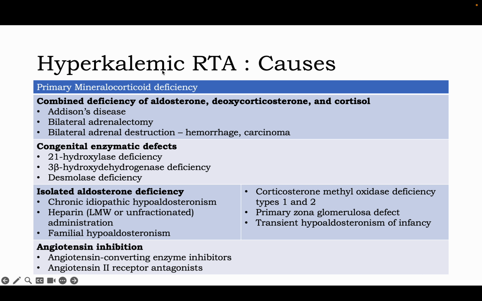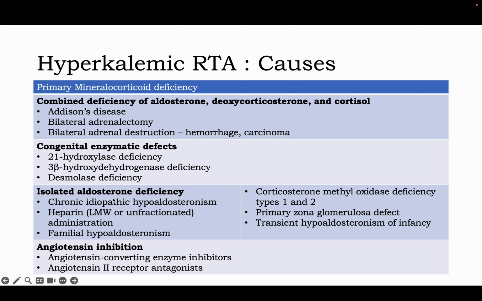That can be due to mineralocorticoid deficiency, like in younger onset it can be Addison's disease, or bilateral adrenalectomy, or a congenital enzymatic defect like 21 alpha hydroxylase or 3 beta hydroxylase deficiency, or isolated aldosterone deficiency. That can be heparin. Heparin is one of the most common causes we see in the ICU, where hyperkalemia and metabolic acidosis can be seen in DVT or whatever it is.